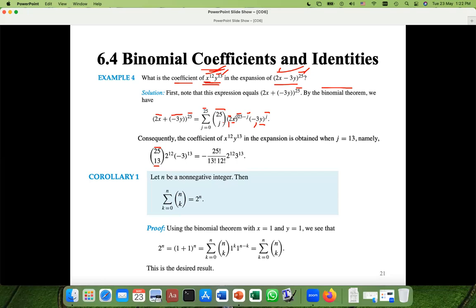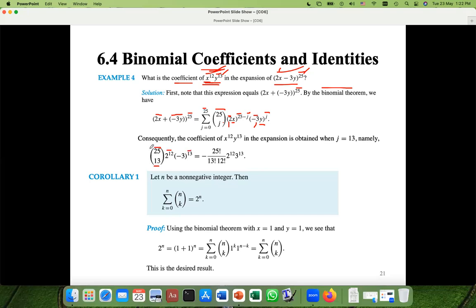You can represent x here if you want, no issue. So that 2, I am taking that 2 only, and raised power what? 25 minus this 13, j is 13. 25 minus 13, you will have 12. And then I am taking only this coefficient, minus 3 and power 13.